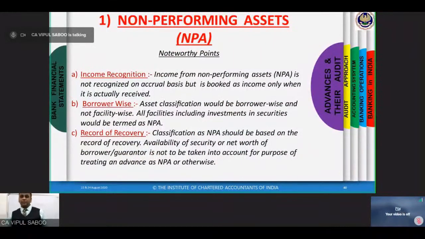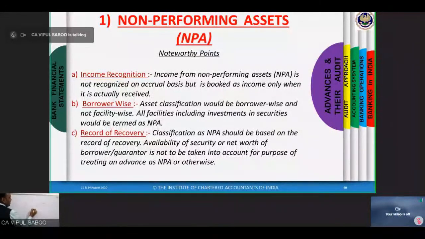Income from non-performing assets, NPA, is not recognized on accrual basis but is booked as income only when it is actually received. Asset classification would be borrower-wise and not facility-wise. All facilities including investments and securities would count as NPA. This is a very important point. There is this person A. This is A, right? This is his bank.